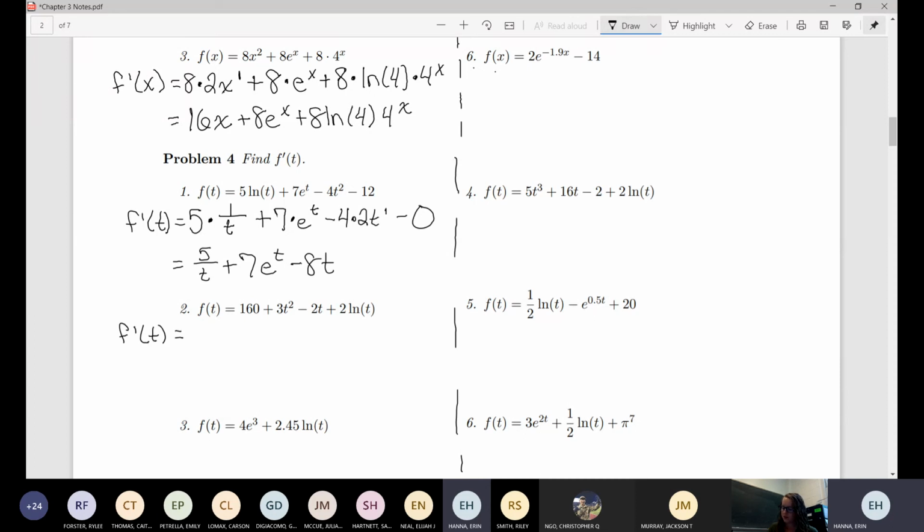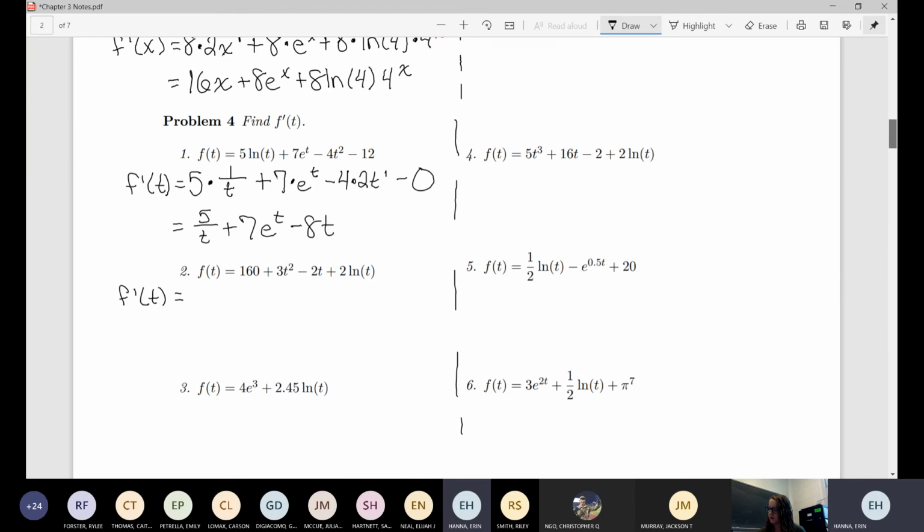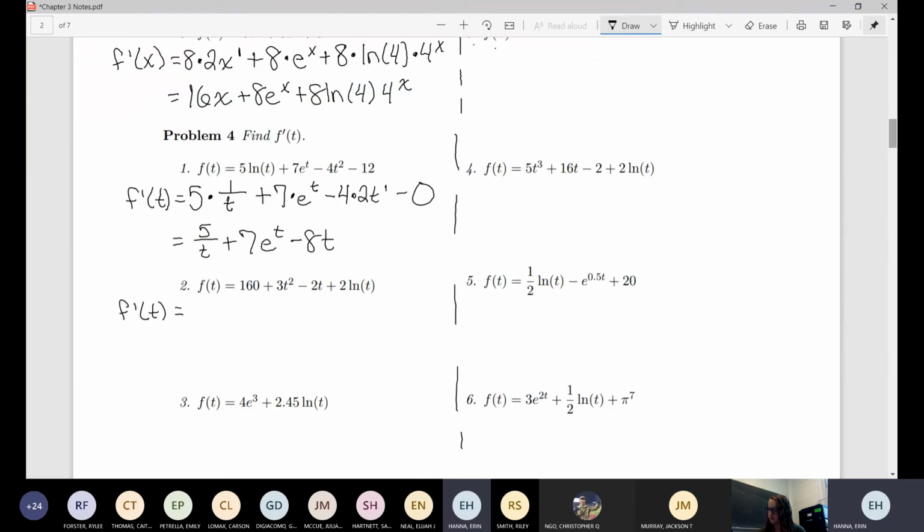Next one. Going the tiniest bit quick because we're running out of time. I don't want to miss these last two, but still feel free to stop me.